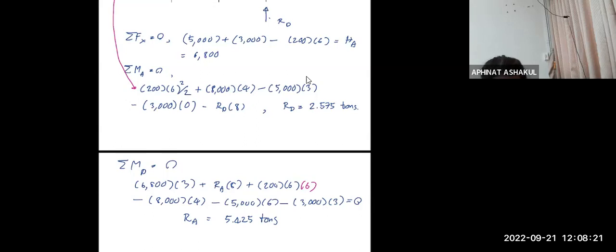You can see that the sigma MD equal to 0 is not very enticing for you to do. It looks a lot more complicated, but it gives you the second chance to check whether these are correct. You may do the opposite. You may use sigma Fy to calculate RA and then take the moment and see if it's 0. But it's the same equation nonetheless.